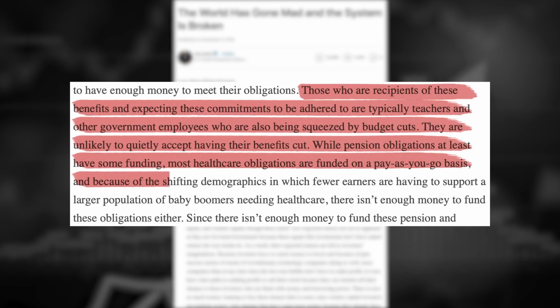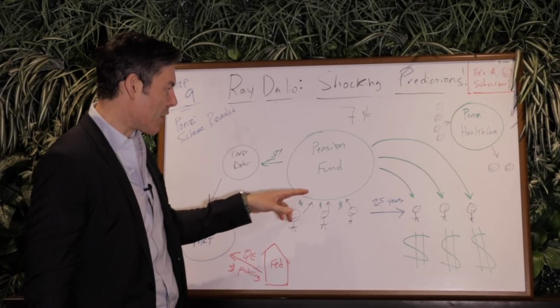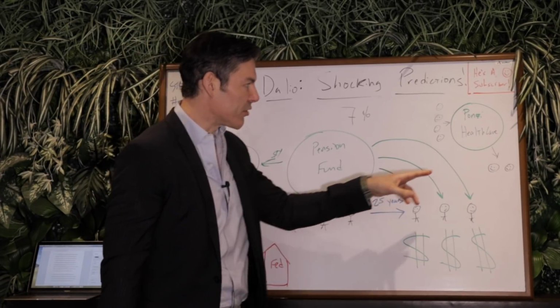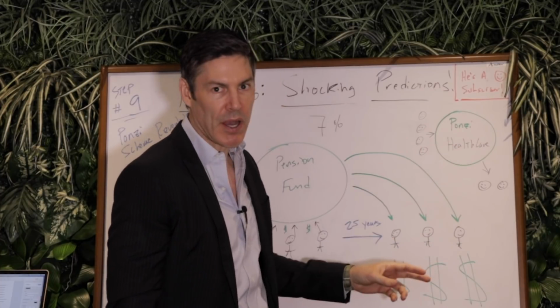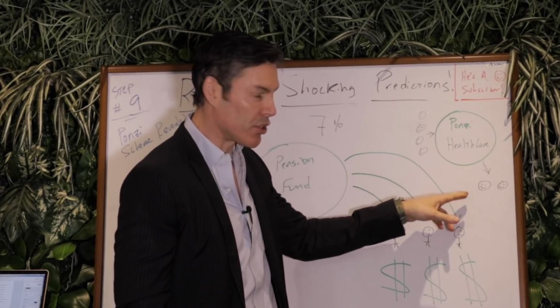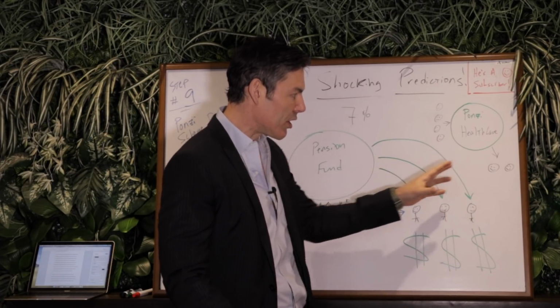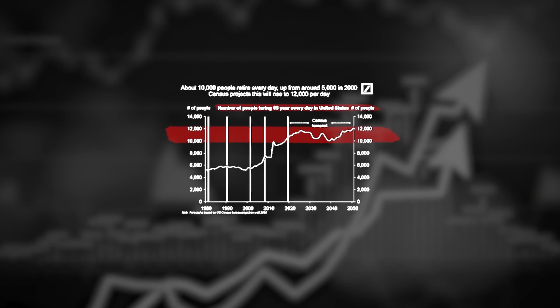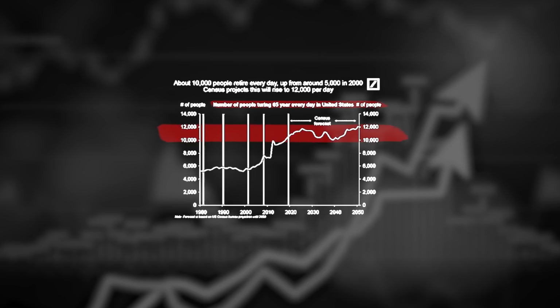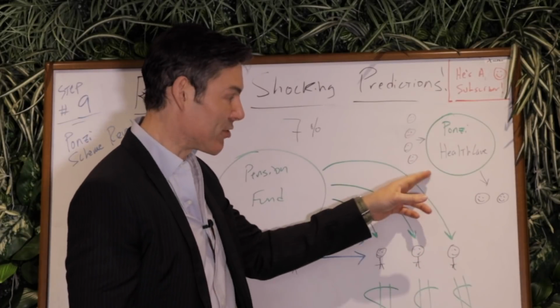And because of the shifting demographics in which fewer earners are having to support a larger population of baby boomers needing health care, there isn't enough money to fund these obligations either. So not only are the pension funds completely screwed, but so are the health care funds that are basically a Ponzi scheme, and we all know how that works. You've got to have more people paying into the system than are actually receiving benefits. But to Ray's point, once this dynamic shifts, because we have a large glut of population retiring, meaning the baby boomers, we're going to have fewer people paying into the system and more people getting the benefits, or I should say trying to get the benefits, because there's just not going to be any money there.